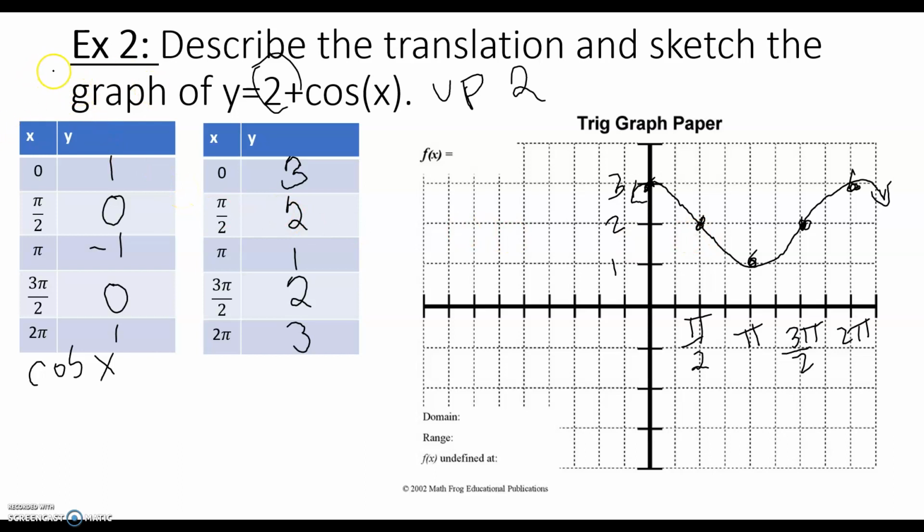And so these are your vertical and horizontal translations. If you have any questions about these at all, then put them in the comments below. If not, I'll see you in the next video where I'm going to show you how to graph it when you have a combination of vertical translations, horizontal translations, and a change of period and amplitude.